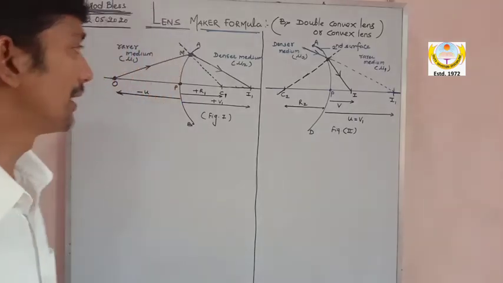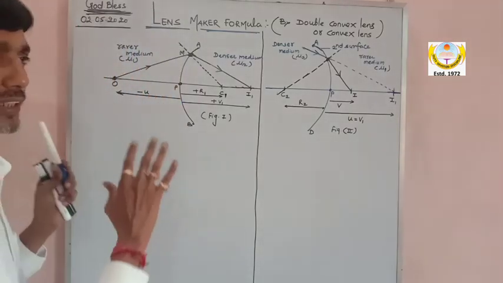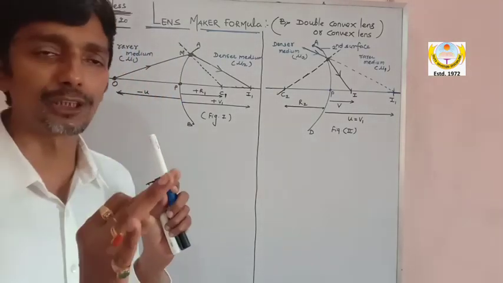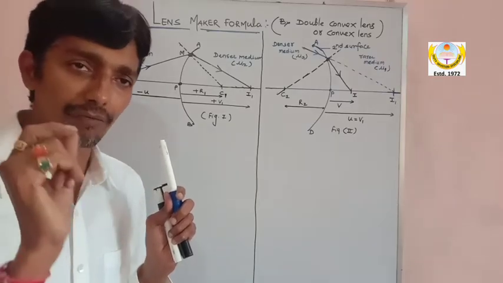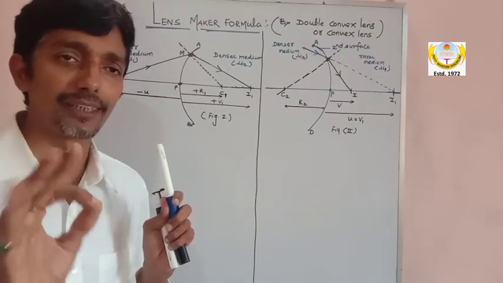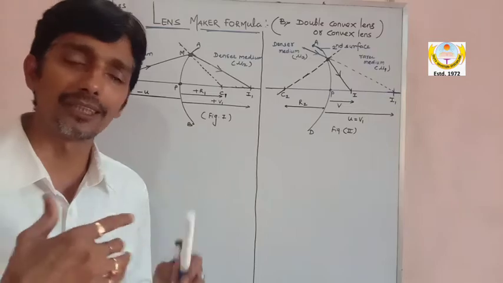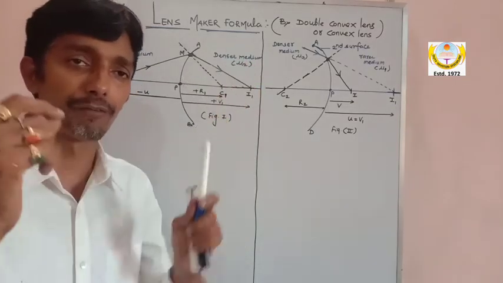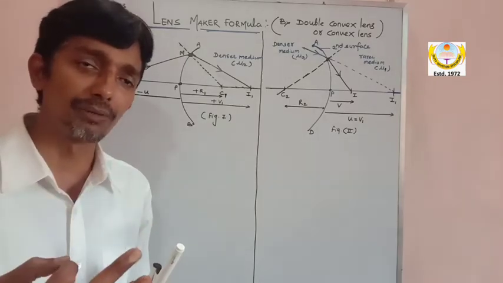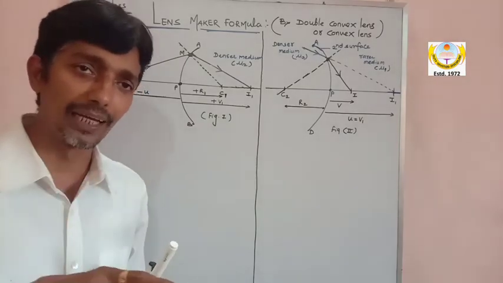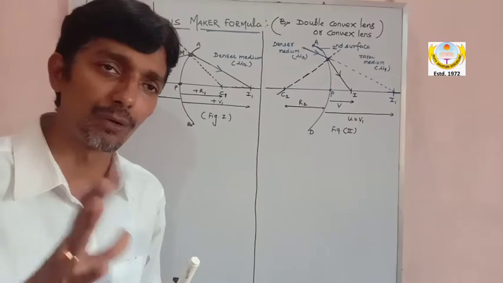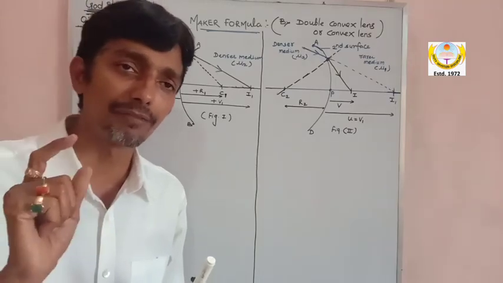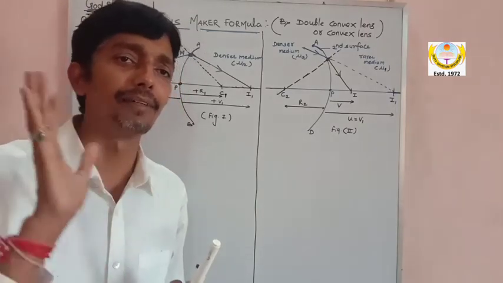Ultimately this formula gives a relationship between focal length, refractive index and radius of curvature. In the CBSE exam, since we have applicative questions, instead of asking for the lens maker formula, the question can be: derive the focal length, or state the formula for focal length with the help of radius of curvature and refractive index.